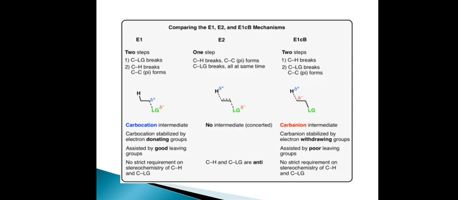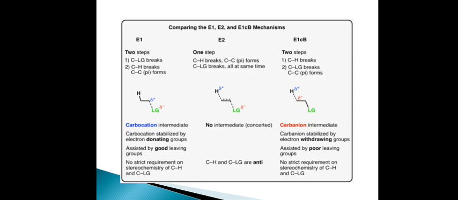step, that is, the C-H bond breaks, the C=C pi bond is formed and the C-leaving group bond breaks, all at the same time. And the E1cb mechanism is a two-step process in which the C-H bond breaks and a carbanion is formed, then the C-leaving group bond breaks and the C=C pi bond is formed. So here it is shown very clearly in the next step. See here, a carbocation is formed, and E2 is a concerted mechanism, and here a carbanion is formed. So E1 has a carbocation intermediate, E2 has no intermediate, it is concerted, and E1cb has a carbanion intermediate.